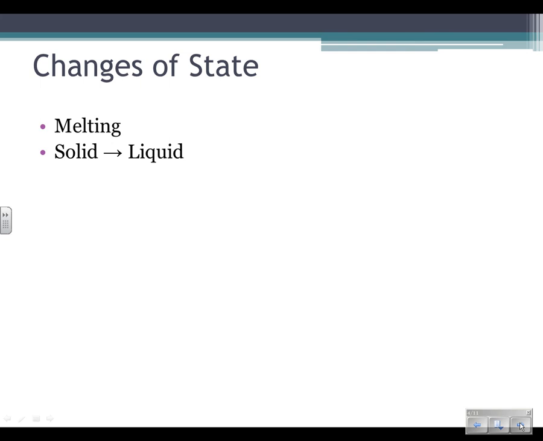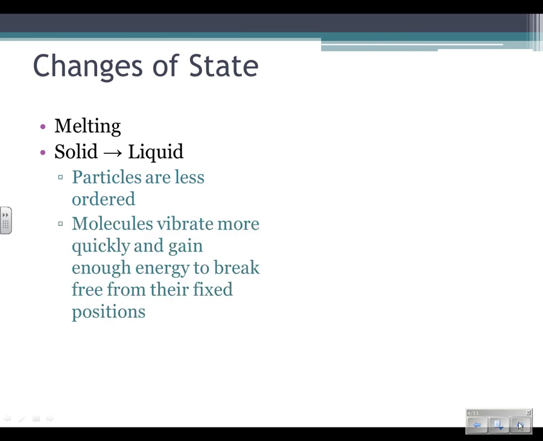Less close or less ordered, right? So when something goes from a solid to a liquid, particles become less ordered. Once again, we'll go through this again in a second, right? Molecules are going to vibrate more quickly and gain enough energy to break free of those fixed positions that they're in a solid. What has to happen? How is this going to happen, though?